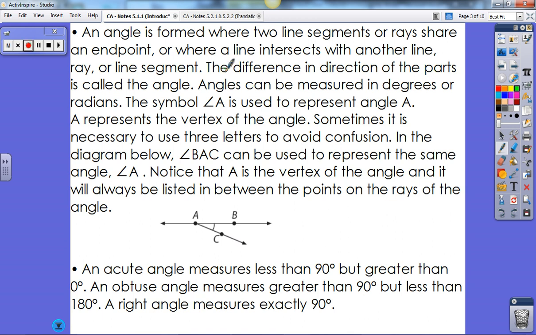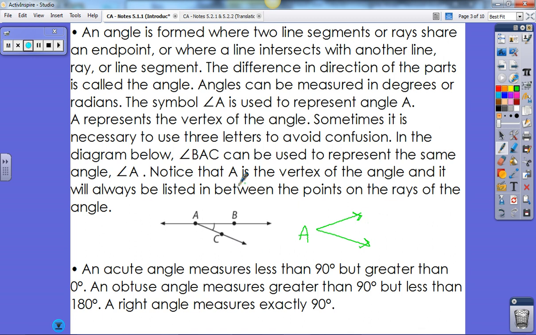An angle is formed when 2 line segments or rays share an endpoint. It could also be a line that shares that endpoint, like this one down here. But notice that these go in different directions and they form an angle right here. If I have an angle that looks like this, whether it's acute or obtuse, it doesn't matter. If this were the case, then I could say, okay, that's angle A. And there's no confusion as to what angle A is.